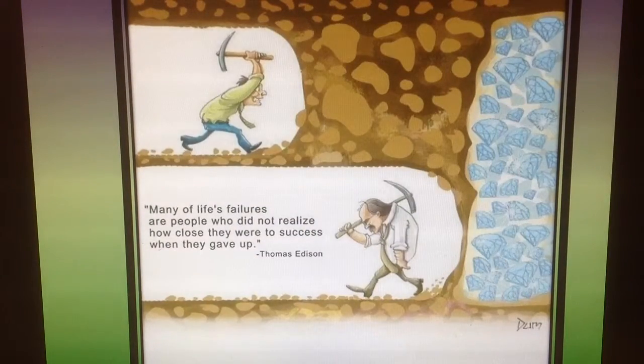This was something to inspire students to keep trying. I put a little cartoon up there with a quote from Thomas Edison. The quote says, "Many of life's failures are people who did not realize how close they were to success when they gave up." You can see in the cartoon, the guy on the bottom is very close to finding those diamonds that he's been mining for, but he doesn't realize how close he is. I reminded students that when we use this strategy, guessing and checking and revising, we can feel frustrated, but we are getting closer to finding the correct answer each time we try.